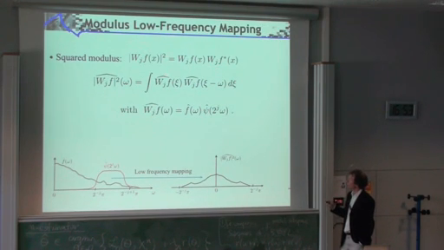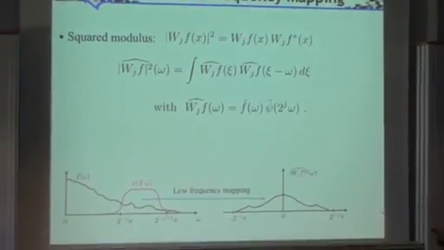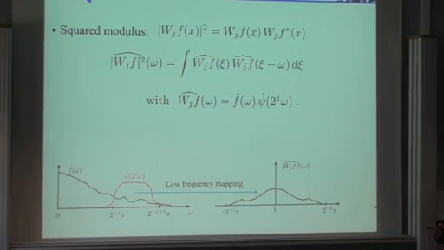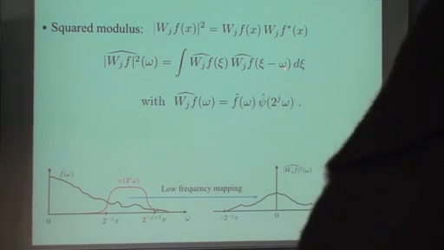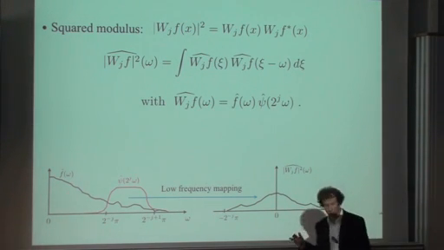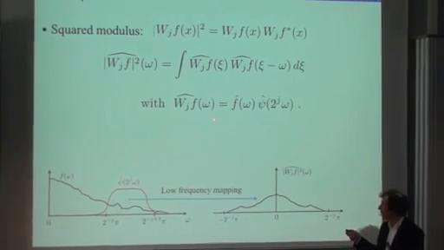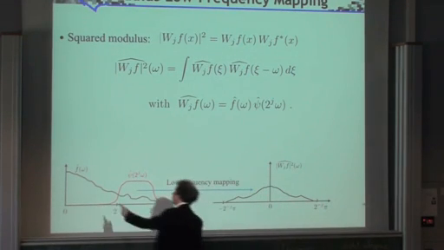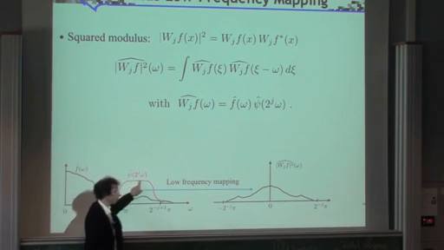The Fourier transform of the modulus squared, since here you have a product, is going to be a convolution of the Fourier transform of the wavelet transform with itself. Convolution, that means that you have a correlation between the Fourier transform of the wavelet transform translated by a certain parameter omega. Now, what is the Fourier transform of the wavelet transform? A wavelet transform is a convolution. So the Fourier transform of the wavelet transform is going to be simply the product of the Fourier transform of the function multiplied by the Fourier transform of the wavelet.